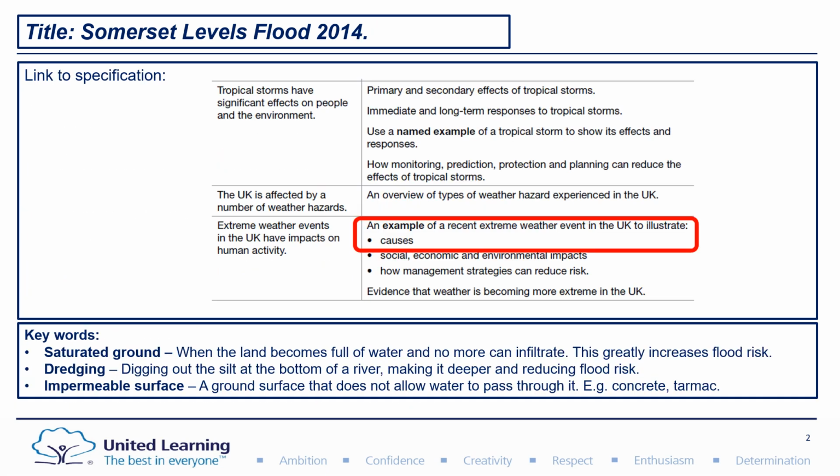Right, so today we're looking at an example of a recent extreme weather event, and we're looking at the Somerset Levels flood of 2013-14. Just got 3 keywords for you to write down. So saturated ground is when the soil is full of water and can absorb no more. Dredging is the digging out of silt at the bottom of a river, making the river deeper so it holds more water. And impermeable surface is any surface that does not allow water to pass through it.